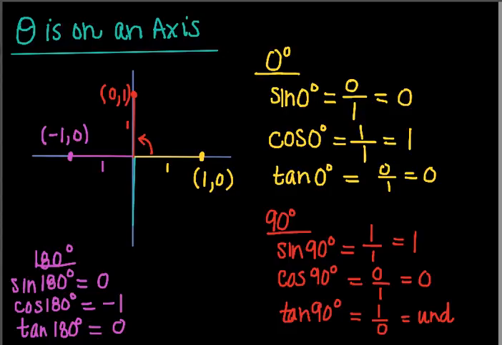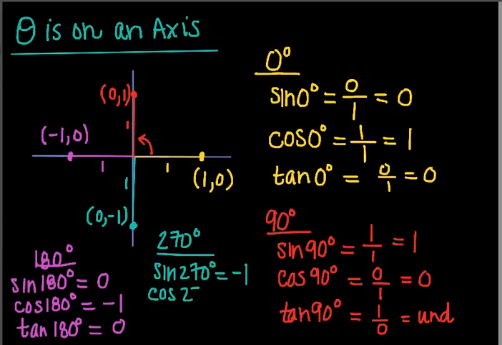All right, good. And then the last one, 270 degrees. If I go down here, 270, I'm going to pick a point again that is 1 away from the origin. So this is a distance of 1. Sine of 270 is going to be -1 because your y value is -1 over 1. Cosine of 270 is going to be 0 over 1, which is 0. And tangent of 270 is going to be undefined again because you have x in the denominator and x is 0 at that point.